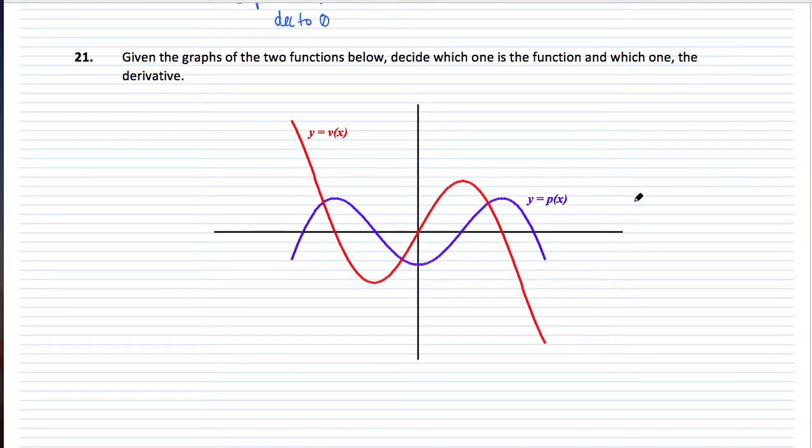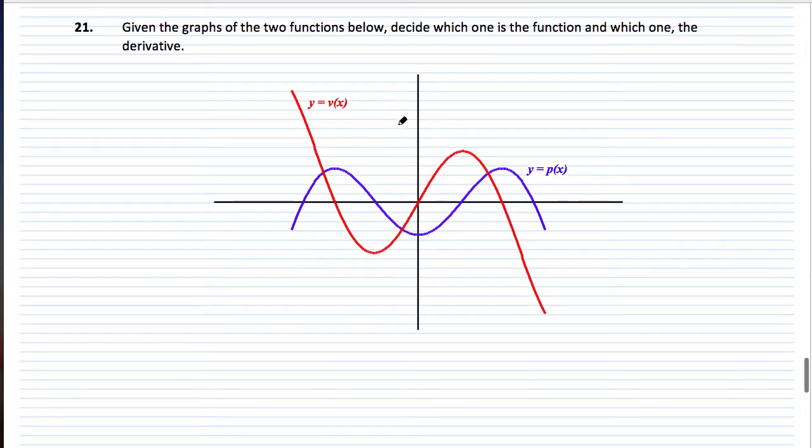Number 21 asks us to do the opposite of what we just did in number 20. So we're looking at the two functions, v of x and p of x, and we want to know which is the function and which is the derivative. So if I take a quick look at this, I'm going to look at where each function has a slope of 0. So there's a slope of 0 here, slope of 0 here, and then for the blue function, I have a slope of 0 here, slope of 0 here, slope of 0 here.